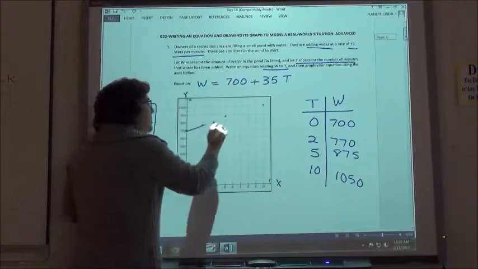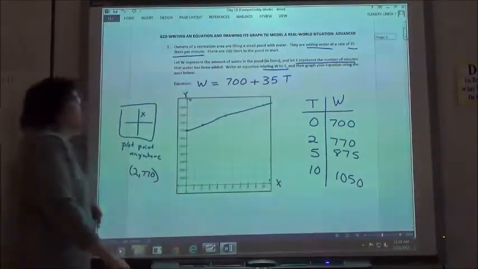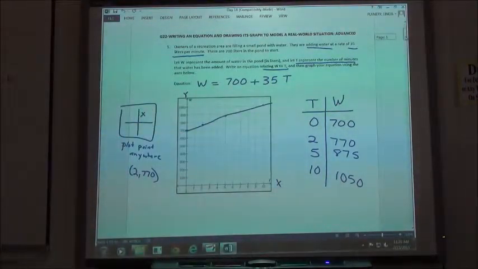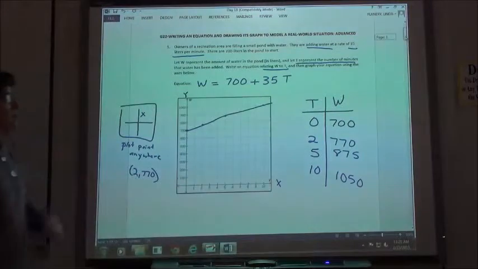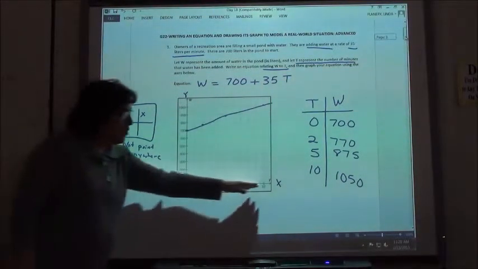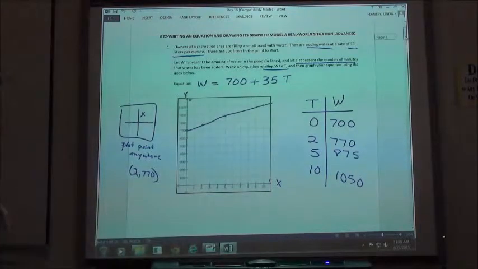And so I should be able to connect my dots. And if I could draw straight, draw my line. Again, I like to do at least 3 points. You can draw a line with only 2 if you had to. But just pick some nice easy numbers that go along with what your graph says here.